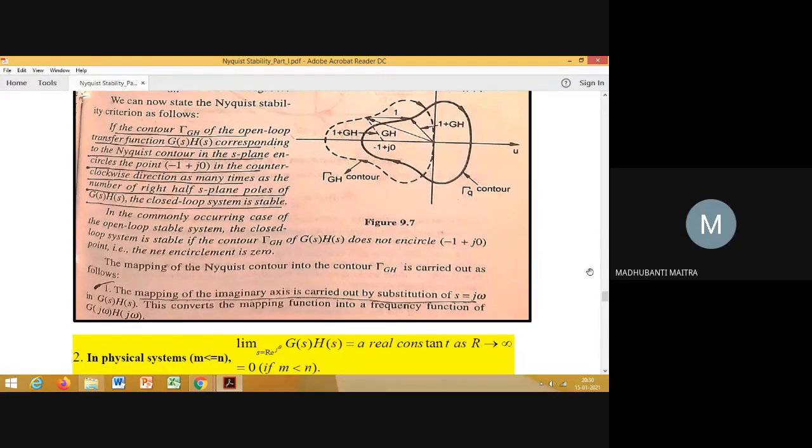This plot is an arbitrary plot. So the arrow direction will depend upon this equation. P number of encirclement, as I said, P number of encirclement in counterclockwise direction, Z number of encirclement in clockwise direction, and hence N is the number of encirclement in the counterclockwise direction. And the arrow direction will be clear when we'll solve a couple of problems.